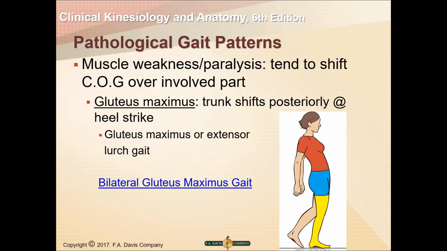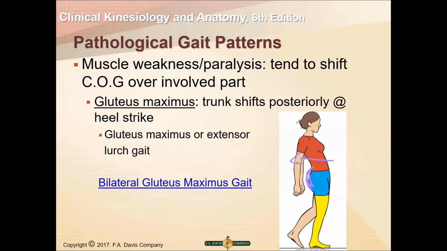What you will find with most gait patterns is they're described by the position of the trunk over a specific group of muscles. Does that make sense? So looking at this patient here, and we're going to show the video in a little bit, this patient has what's called a glute max gait. Their trunk is shifted over the buttocks, right?